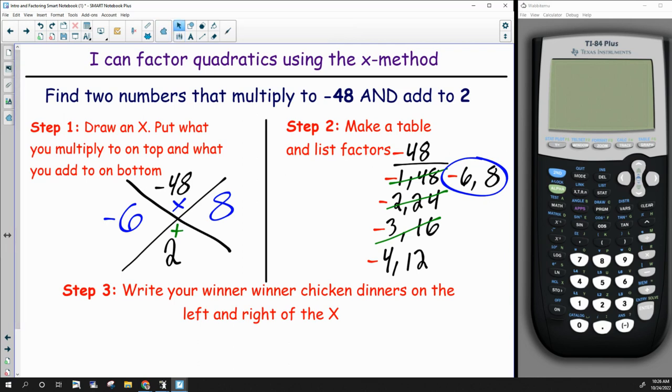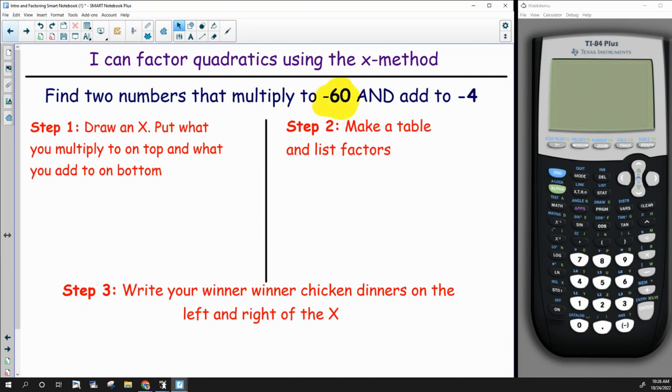Okay. You was learning this in primary? Ready? We go again. Okay, there's a typo. I think your sheet says positive 60. It should be negative 60. Okay, go ahead and try. Start by drawing your X and putting the right number on the top and bottom.